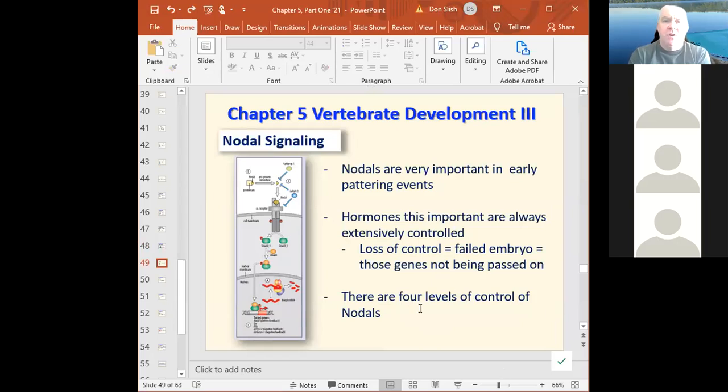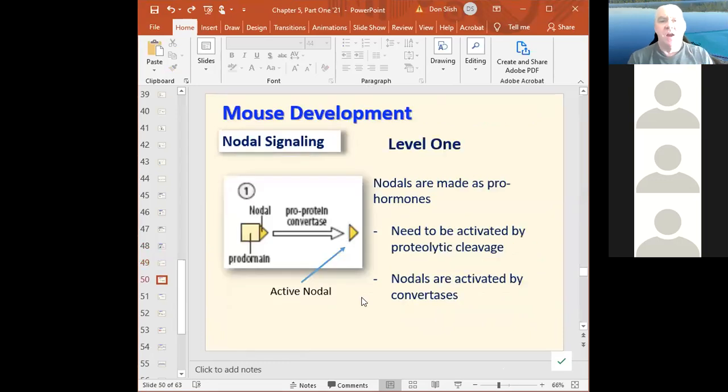Okay, so we've got 4 different levels of control of nodal. First level is that when nodal is released, we didn't talk about this before, but when nodal is released, it's not an active enzyme, it's a proenzyme, or active hormone, it's a prohormone. So its normal primary structure causes it to have a domain that laps around it, so it's not going to bind to any receptors yet. That needs to be cut off by a protease before it becomes active.